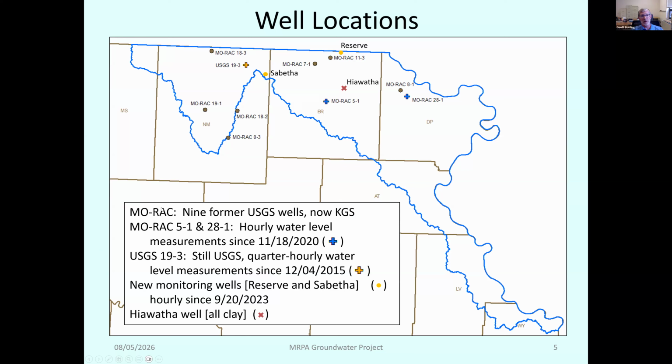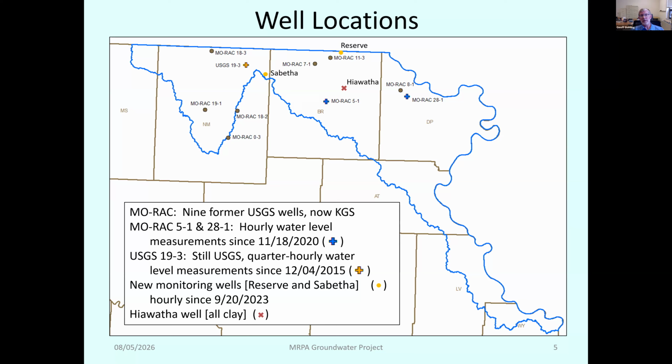But the wells labeled MORAC are basically former USGS wells, 9 of them, that are now monitored by the KGS. I would have named them Mr. Paw, but the names were established before I took over. And you can see MORAC 5-1 there in the middle of Brown County, and then MORAC 28-1 in Doniphan County. Those are continuously monitored wells. We have hourly water level measurements there since November 2020. And then USGS 19-3 up in the northeast Nemaha County is still a USGS well that's also continuously monitored, quarter hourly. So the other MORAC wells we've been measuring manually either once or twice per year, and also sampling for water quality.